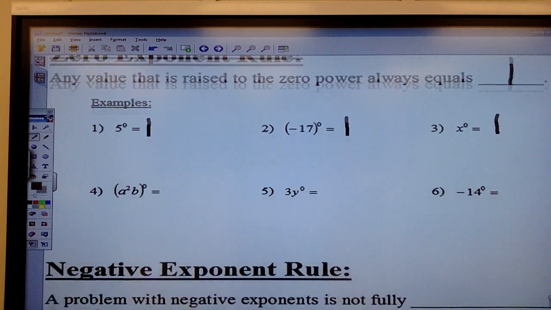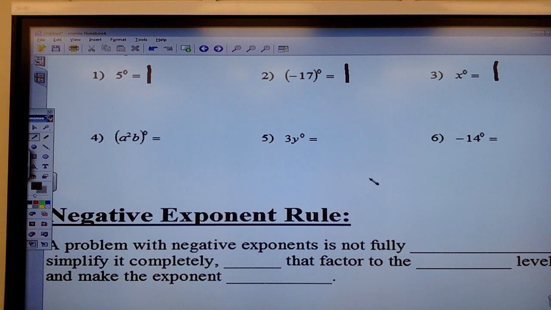All right, now let's look at 4. Because the parentheses means that everything gets this 0 power, we multiply 2 times 0, that's going to be 0, and b to the 0 is 0. So again, all of this equals 1. Even if you want to look at it as 1 times 1, we still get 1.